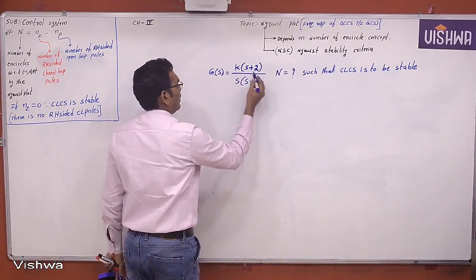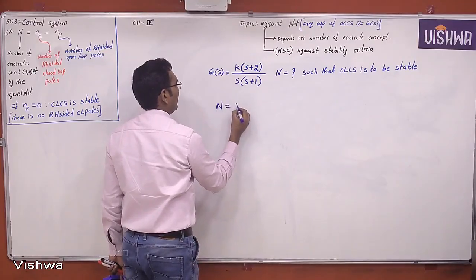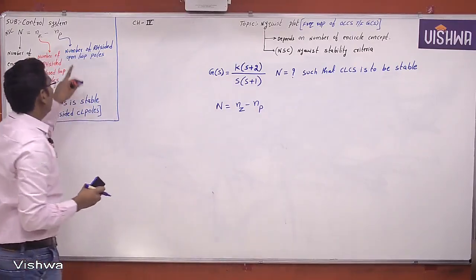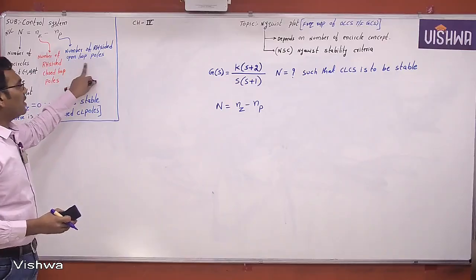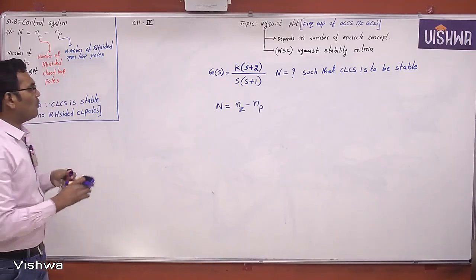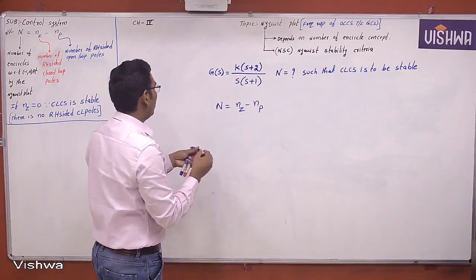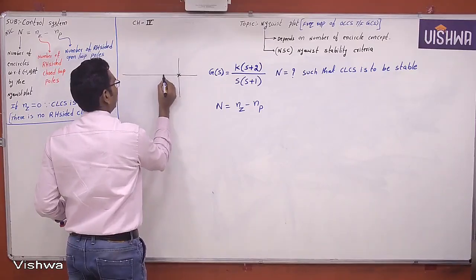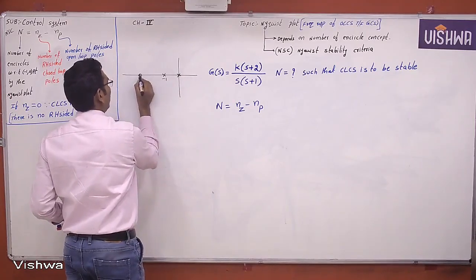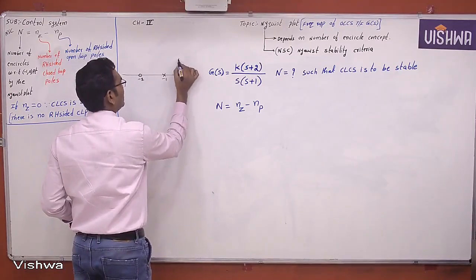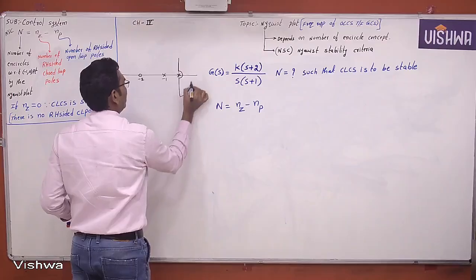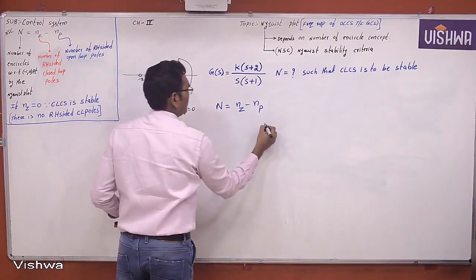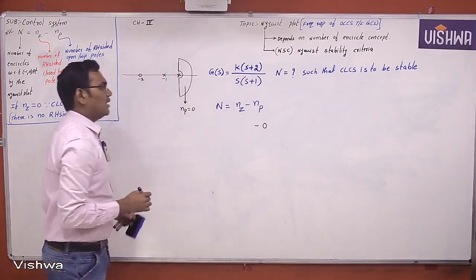Now you tell me, number of n circles means N equal to NZ minus NP. NP we are finding from the number of right hand sided open loop poles. How many right hand sided open loop poles? There are none. All lie on the left hand side: one pole at origin, one pole at -1, one pole at -2. Nobody is on the right hand side. Therefore NP is equal to 0.